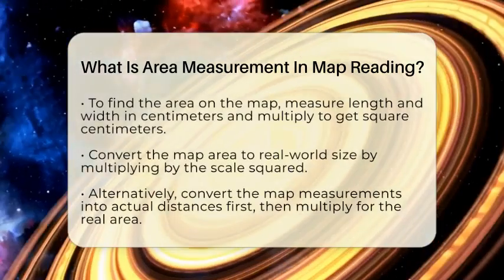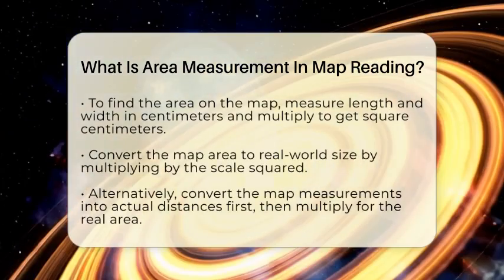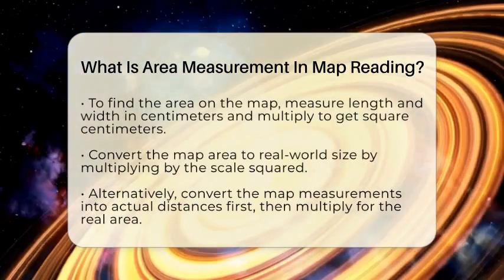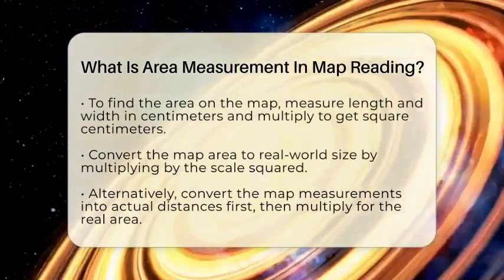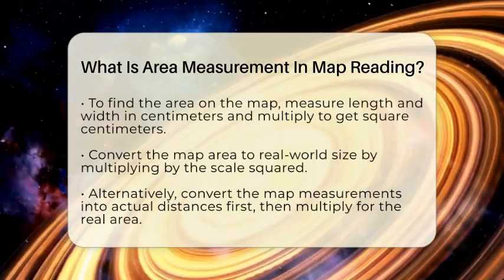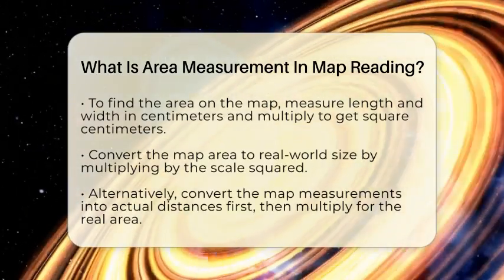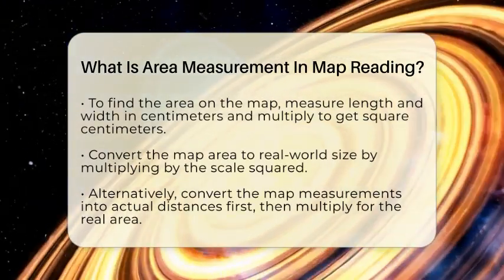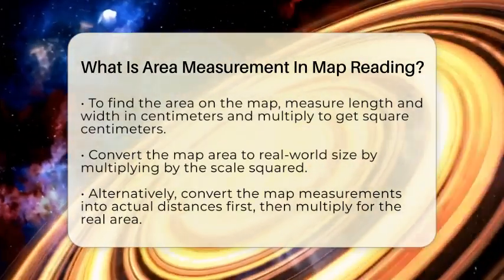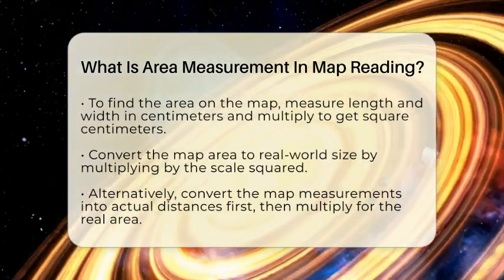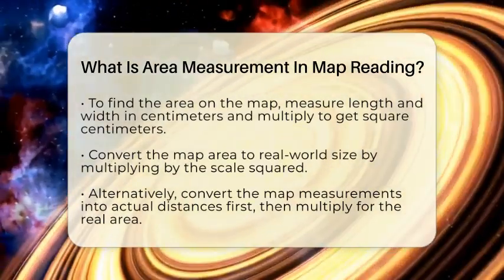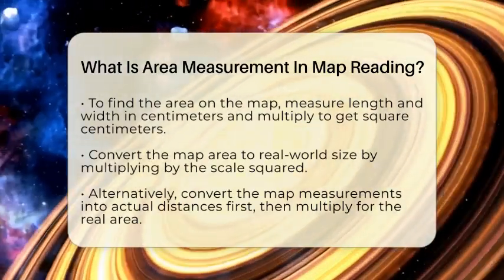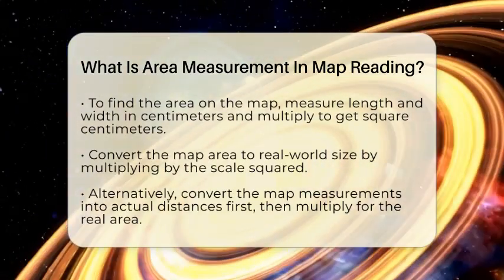Say you measure a rectangle on the map that is 3 centimeters long and 4 centimeters wide. To find the area on the map, you multiply 3 centimeters by 4 centimeters, which gives you 12 square centimeters. But that's just on the map. To find the real-world area, you need to use the scale. Since the scale is 1 to 24,000, you square that number, which is 24,000 times 24,000. That gives you a huge number, and multiplying the map area by that squared scale converts the measurement into the actual size of the land.